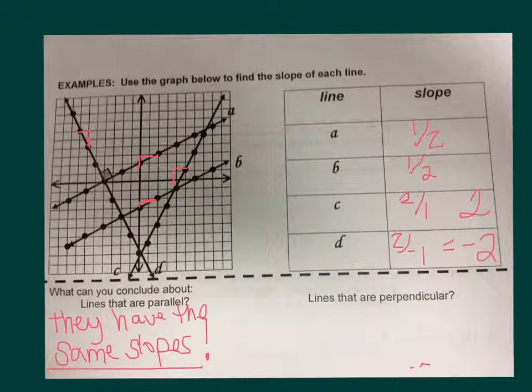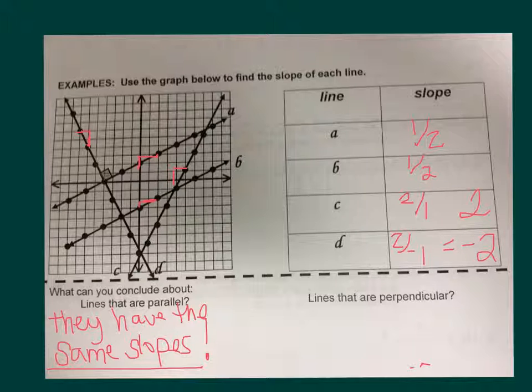Then it's asked, what can you conclude about lines that are perpendicular? Remember, perpendicular lines form a 90-degree angle. And from way back when, you know that 90-degree angles are signified by this box where two lines intersect. So you have line A and line D that are perpendicular. Line A has a slope of 1/2, and line D has a slope of -2, or 2 over -1.